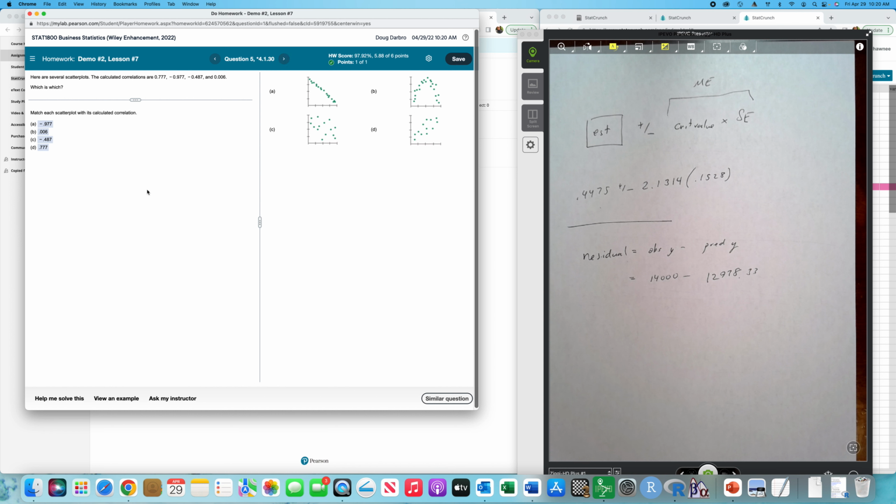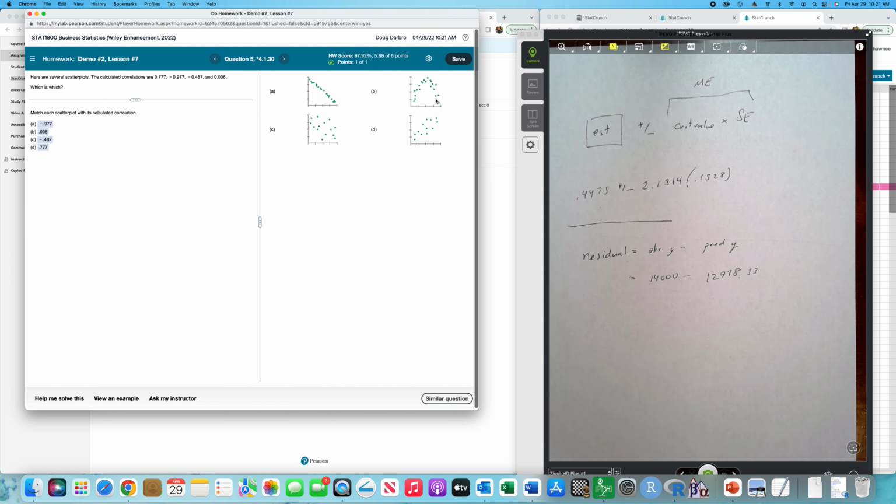All right, next thing we have a correlation match. So what I did is part A, I knew that was a negative correlation. It had to be the one with the highest absolute value. Well, that was clearly negative 0.977. I knew that this correlation for D had to be positive. It had to be the highest positive. So that made it 0.77.